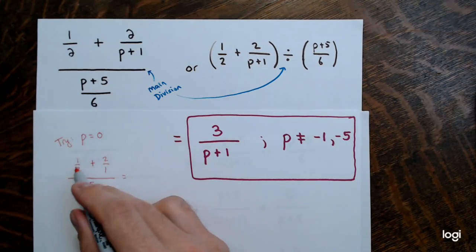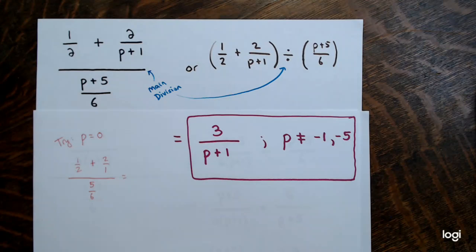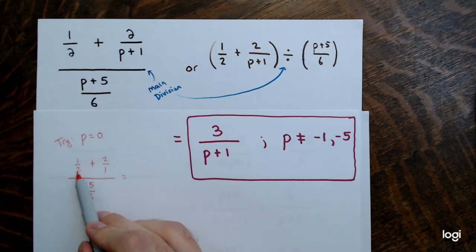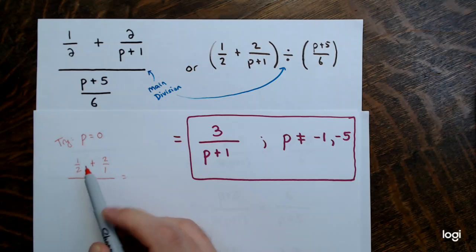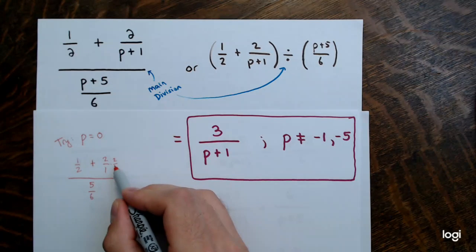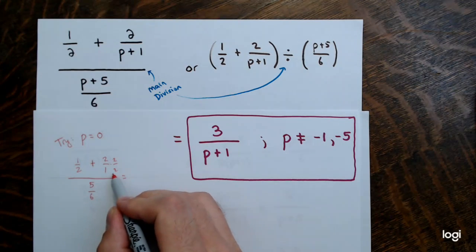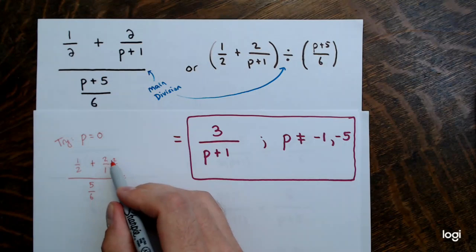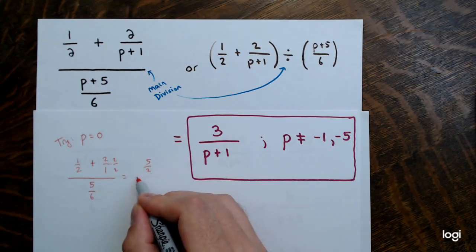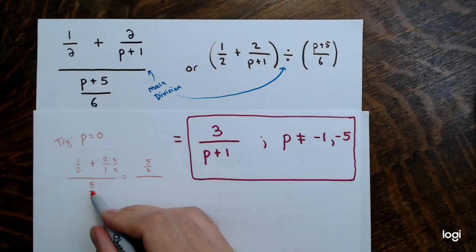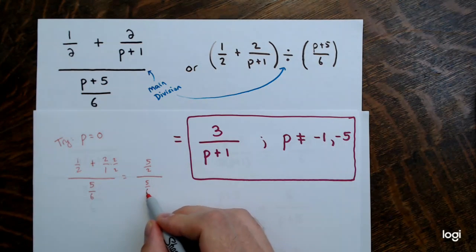All right, and then I have a complex fraction, kind of like my first example from this video. Let's combine the numerators. Now 1/2 plus 2 over 1, you need a common denominator. That'd be 1/2, and then I would multiply this one by 2 over 2 to get a denominator of 2. So 1 over 2 plus 4 over 2, that's 5 over 2 in the numerator, and then 5 over 6 in the denominator.